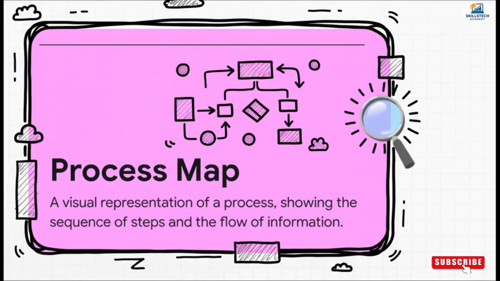A process map is pretty much exactly what it sounds like. It's a visual guide that lays out the sequence of tasks and shows how everything connects. It really transforms a complex series of actions into a simple, easy-to-follow diagram. You can see right away how all the different parts interact.